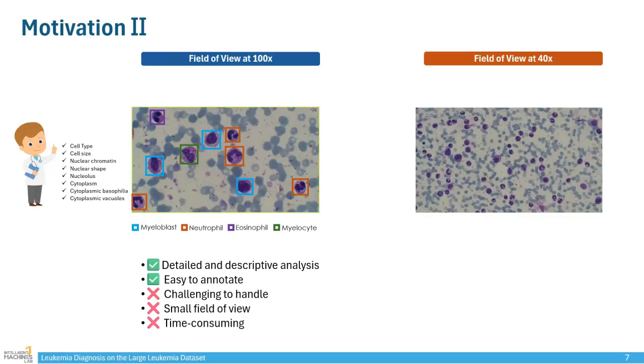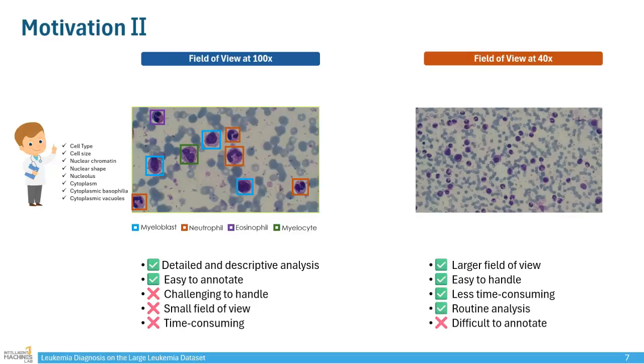In contrast, at 40x resolution, we have a large field of view which is easy to handle because there is no need for immersion oil. That's why it is less time consuming and we don't have to capture so many fields of view. Furthermore, the hematologists prefer to use it for the protein analysis. But at 40x resolution, it is difficult to annotate the morphological attributes because of the large field of view and the internal detail of the cell is not very clear.